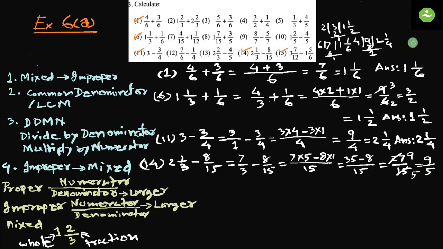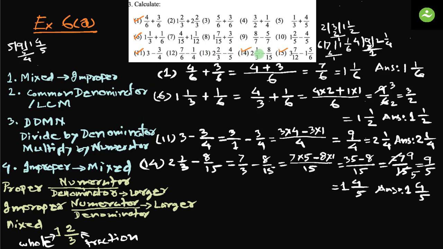How do we do that? We just divide 9 by 5. 5 into 1 is 5, remainder 4. So 1 and 4 over 5. Answer: 1 and 4 over 5.